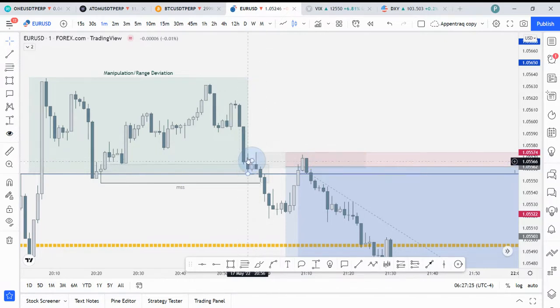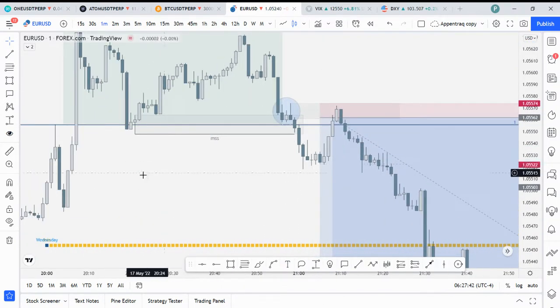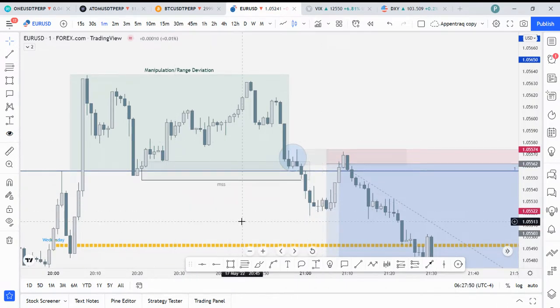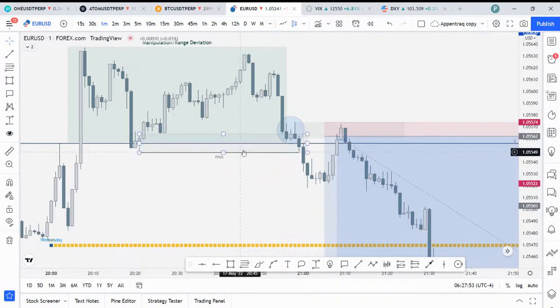If it doesn't take liquidity, there is a high probability that price would trade back to this level. If price trades back to this level, I wouldn't want to even take this because it is no longer a range deviation. I would prefer that it takes out this low to form an MSS before I start looking for an entry. But here what you are seeing is a range high retest.